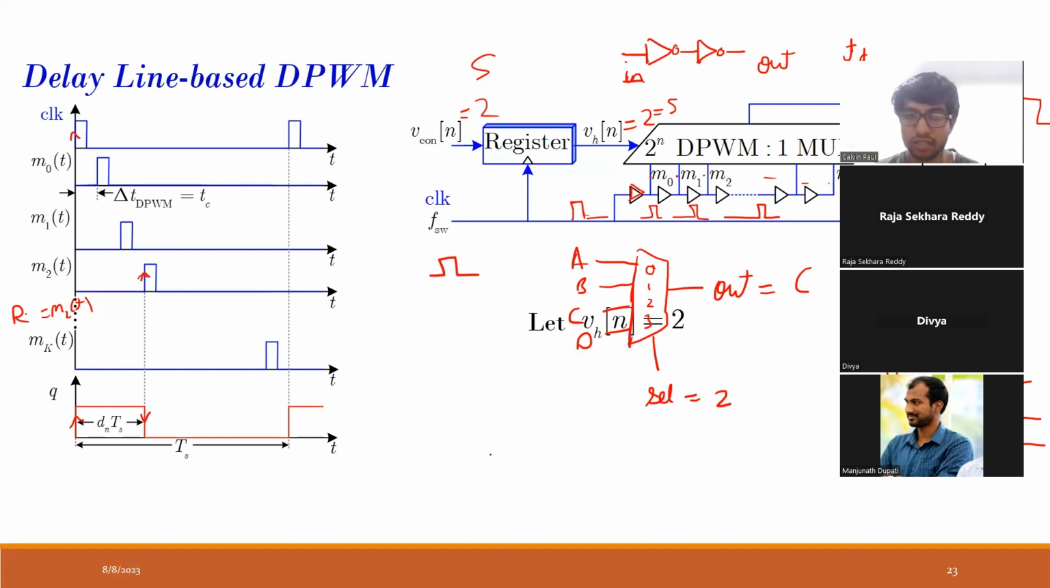So in the previous case, this is my ramp, and this is my Vcon. If Vcon of n is equal to 3, 1, 2, 3, over here it was getting the comparison, and I'm getting the duty ratio like this. But in this case, it is getting delayed. It is set over here. It is getting delayed by 1, then 2, then 3, and then it is getting reset, etc.